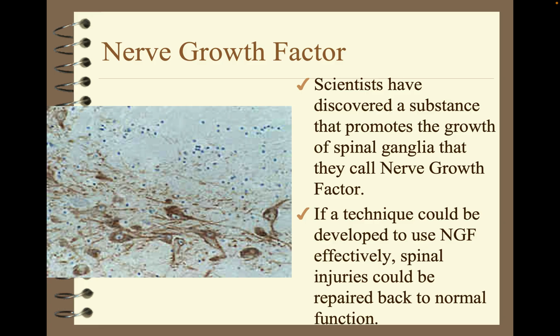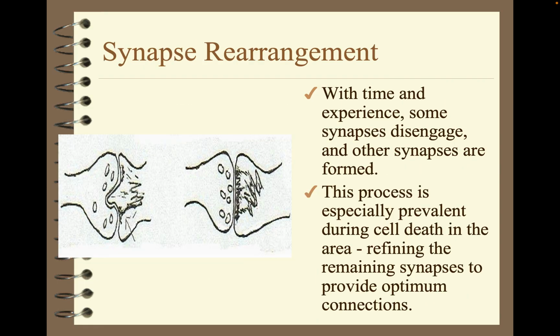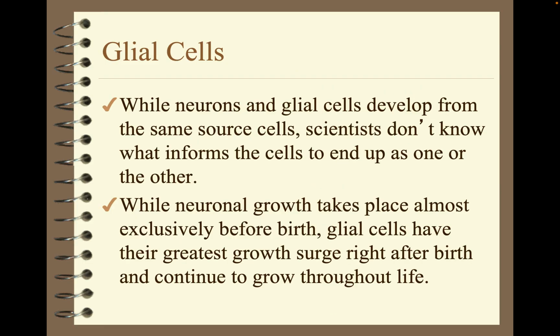Scientists have discovered a substance that promotes the growth of spinal ganglia that they call nerve growth factor. If a technique could be developed to use NGF effectively, spinal injuries could be repaired back to normal function. With time and experience, some synapses disengage and other synapses are formed. This process is especially prevalent during cell death in the area, refining the remaining synapses to provide optimum connections.